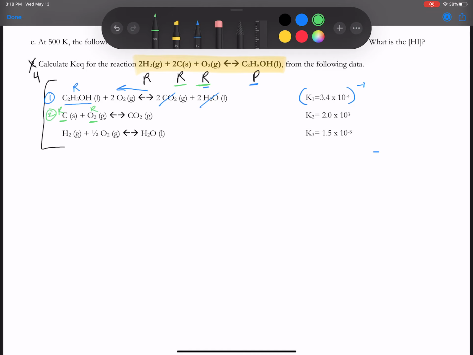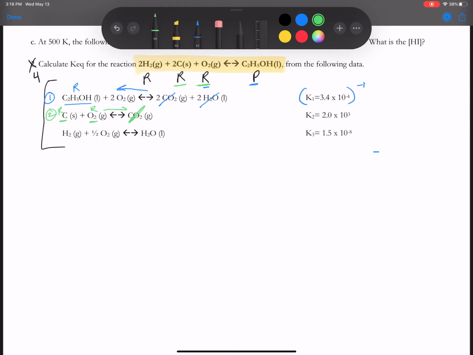Then continuing on, CO2, I'm not concerned with CO2. It's not in my new equation, so I can just ignore it. For this one, I'm just sticking with this formula the way it is. I want the normal forward reaction, but now I need to double check my coefficients. In my data, my carbon is a 1. In my new equation, it's a 2. In my data, my oxygen is a 1, but in my new equation, it's a 1 as well.